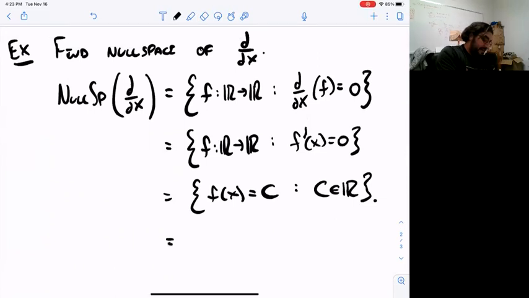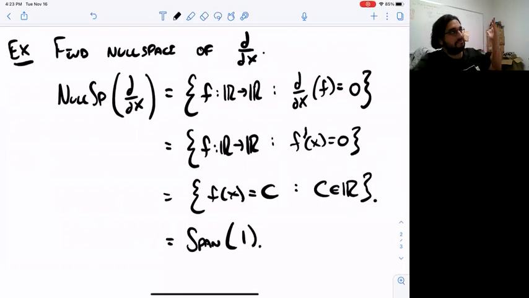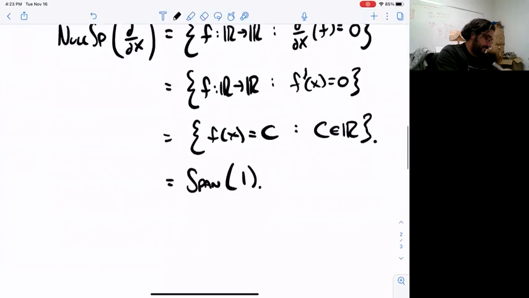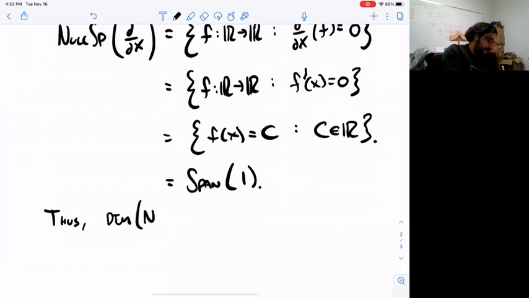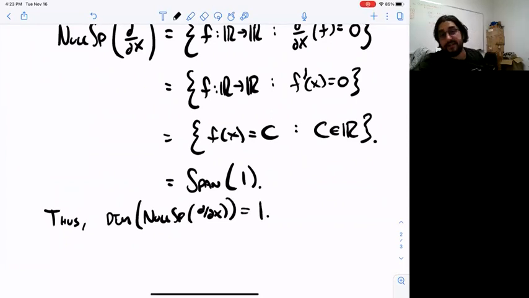And I can even write it as a span if I wanted, right? I could say this is the span of 1, right? So just pick your favorite non-zero constant function. I'll take 1, right? And then the set of all scalar multiples of that gives you all constant functions, right? So we could say the dimension of the null space of d/dx equals 1, because I have just one basis vector, right?